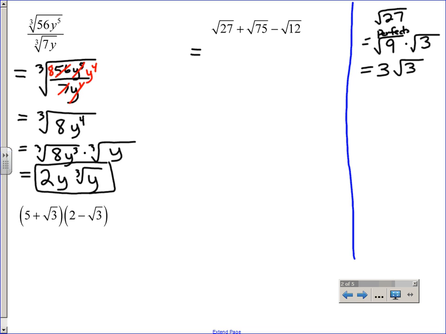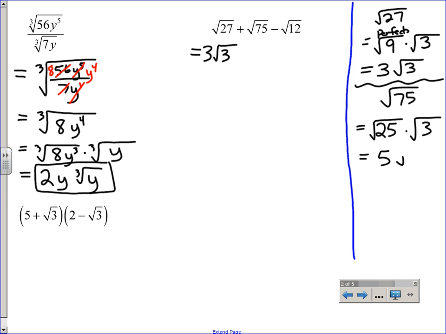So we can come back over to this problem, and instead of the square root of 27, we'll write 3 square root of 3. Then let's do the square root of 75. So we do the same thing. We put perfect squares, leftovers. Well, 75 is 25 times 3. Square root of 25 is 5. Square root of 3 left. So plus 5 square root of 3.